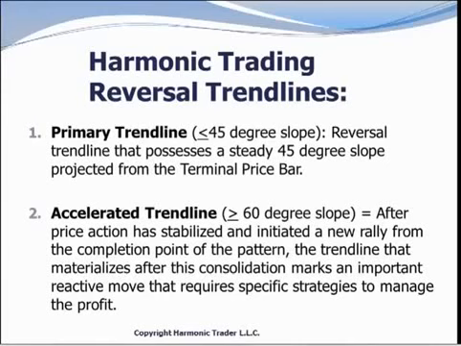Because these two types of trend lines are essentially our basic expectations of what the price action should demonstrate following the completion of a pattern. We have a primary trend line. That's a 45-degree slope, usually a slow, steady uptrend or downtrend marked from the terminal price bar. Now this is critical because this establishes at least some type of expectation for what that price action should do.